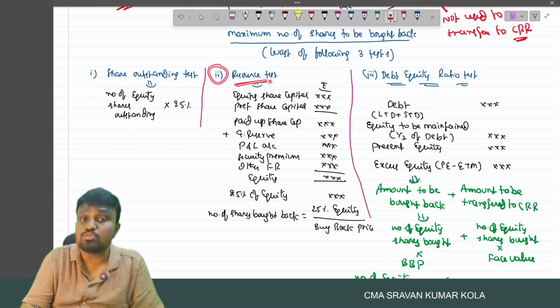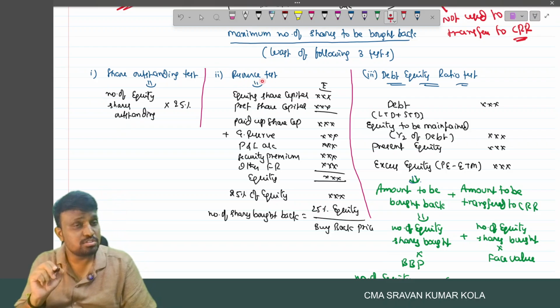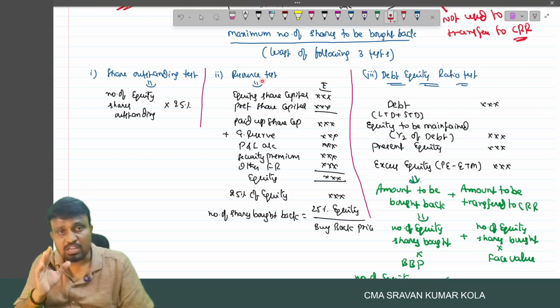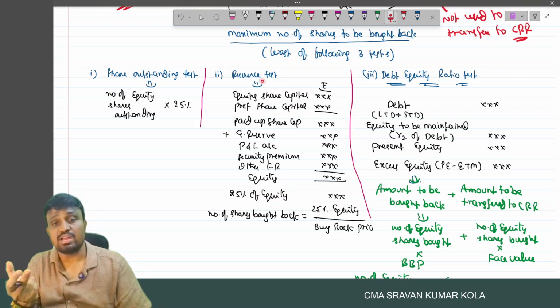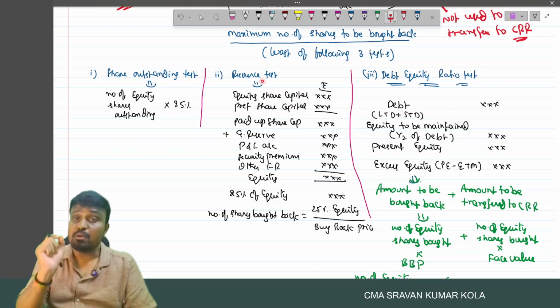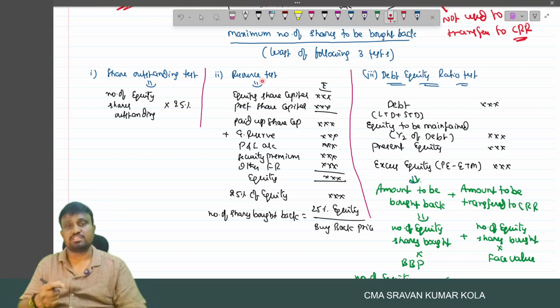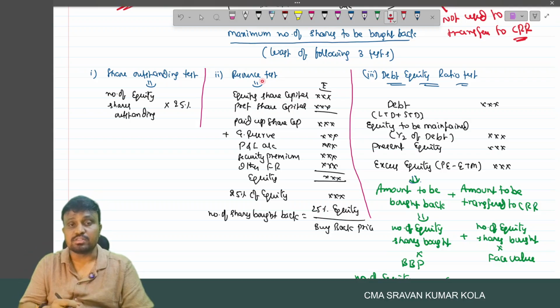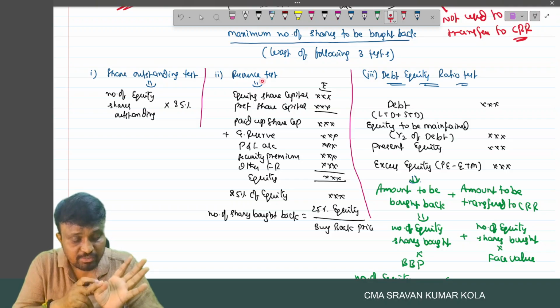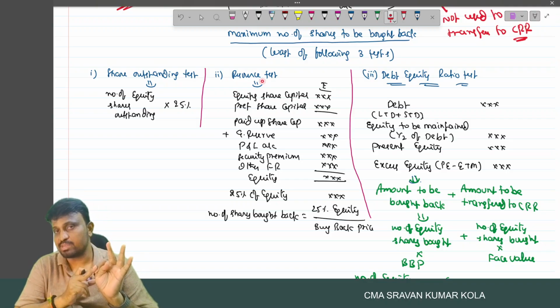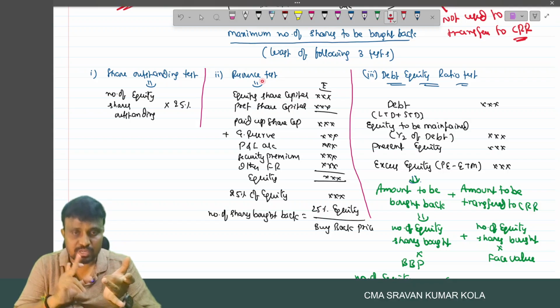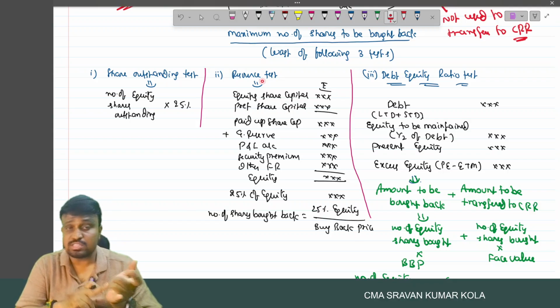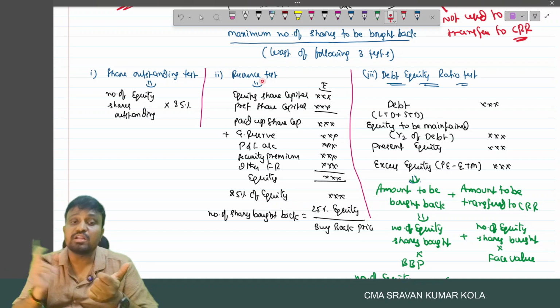And second one, resource test. What does the resource test say? The buyback of equity shares cannot be more than 25% of paid up share capital and free reserves. What is the paid up share capital? Equity share capital and preference share capital. And free reserves are nothing but general reserve, profit and loss account, security premium, revenue reserve.